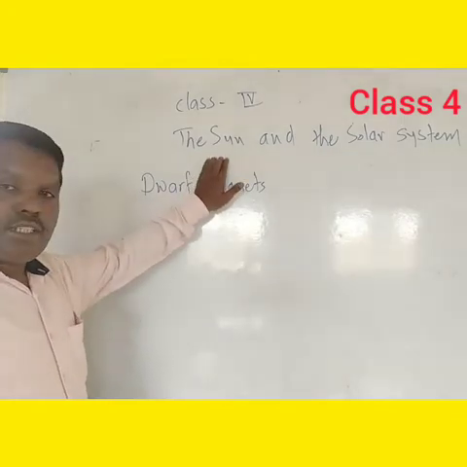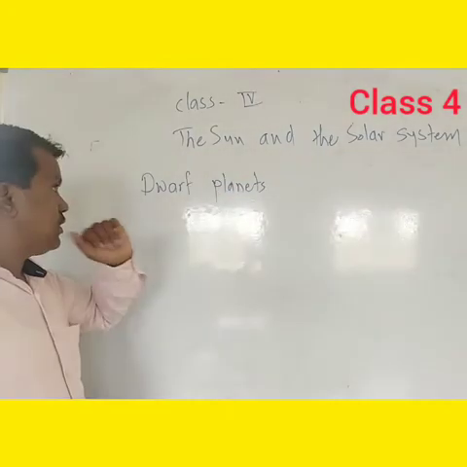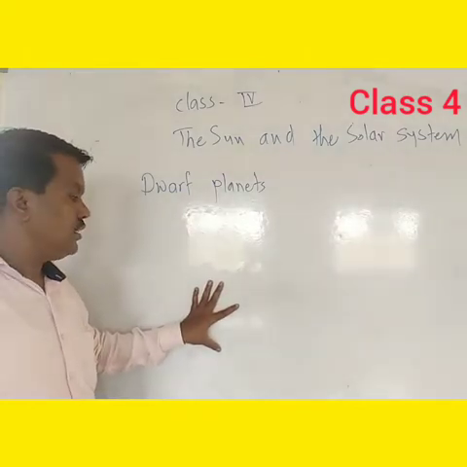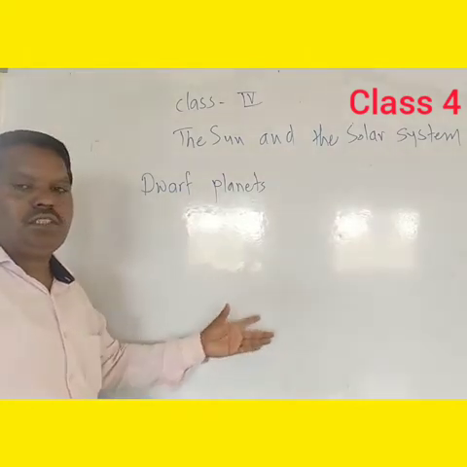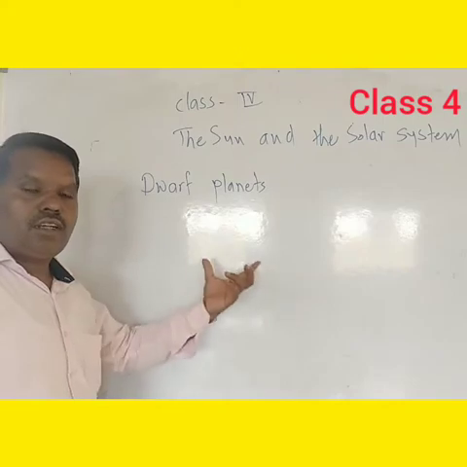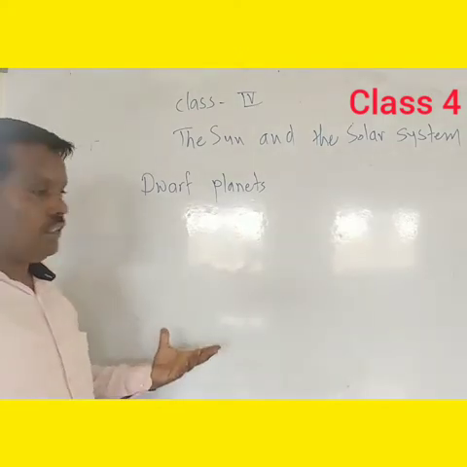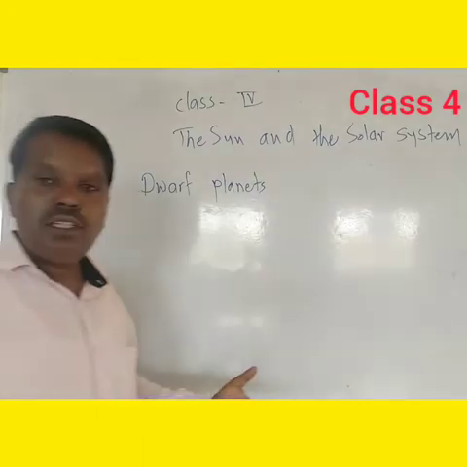What is our lesson name? The sun and the solar system. Up to now we have done that the sun is in the solar system. It is in the middle, and all the 8 planets are revolving around the sun. Yes or no? There we have the 8 planets.